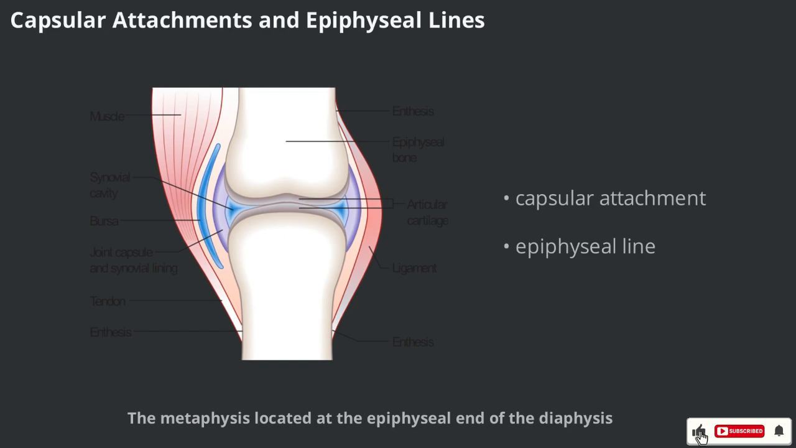Metaphysis, located at the epiphyseal end of the diaphysis, is the actively growing part of the bone and has a rich blood supply. The relationship between the capsular attachment and the epiphyseal line is clinically important. If the epiphyseal line is within the joint capsule, joint infections can affect the metaphysis, especially in young individuals. This knowledge is crucial for understanding the spread of infections and planning surgical intervention.